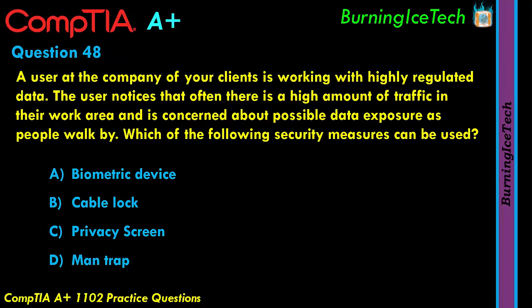Is it B, a cable lock? No, that's too extreme. That's to prevent someone from stealing an actual device like a laptop. We don't want to block them from stealing a device, at least not in this scenario. We just want to block them from seeing stuff they're not supposed to. So it's not A, it's not B. Is it C, a privacy screen?